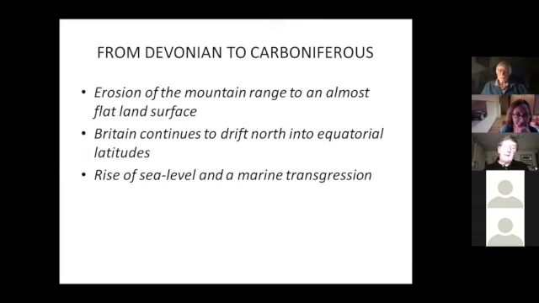So what happens next, folks? Well, we go from the Devonian, below the equator, we move into, in fact, the equatorial region. The next phase involves about 20 million years of erosion. The mountain range comes down to relatively a flatland surface. We drift into equatorial latitudes. And once again, there is a worldwide sea level. The sea invades the land with a marine transgression.